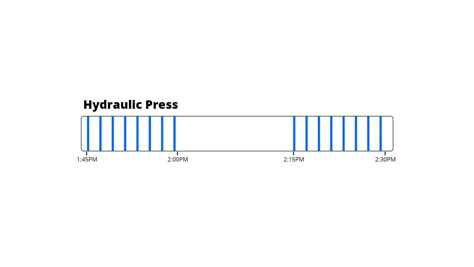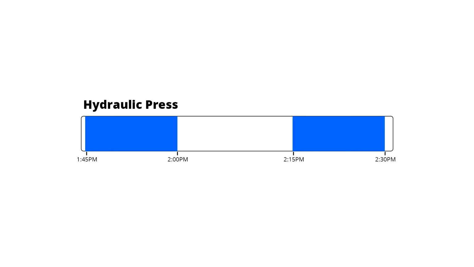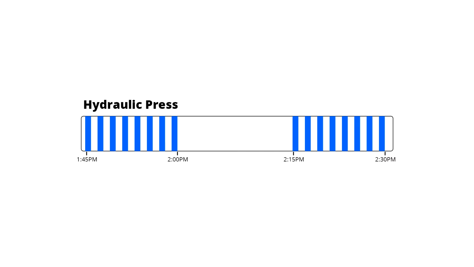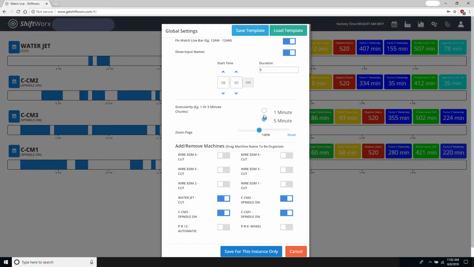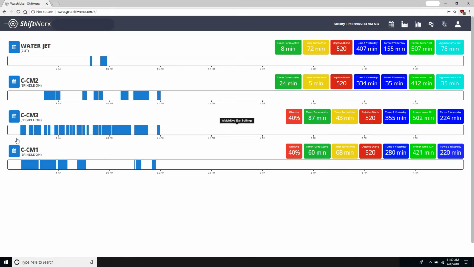In summary, this is displaying uptime, which shows that the press has been active about 13% of the time. This is displaying value-added activity, which shows that the operator is working about 67% of the time. The granularity option makes the bar look like this when it's set to 5 minutes, or makes the bar look like this when it's set to 1 minute. The granularity is only changing the appearance of the bar. It does not affect the value-added algorithm.